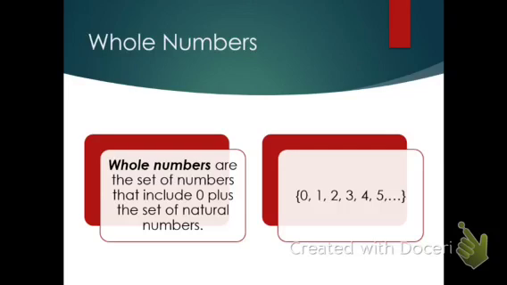Whole numbers. Whole numbers are the set of numbers that include 0 plus the set of natural numbers. So a whole number can include the number 0. So 0, 1, 2, 3, 4, 5, and so on.